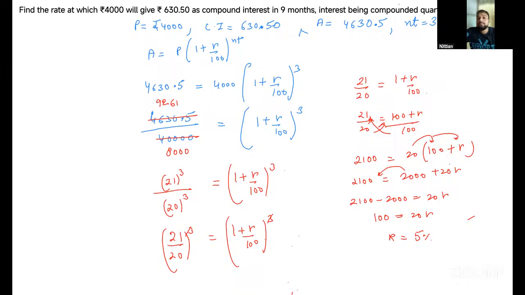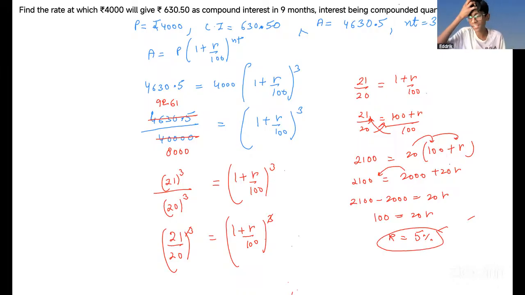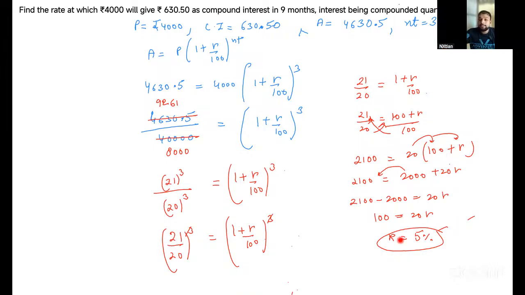Is it correct? But sir, you need to find the rate per annum. Yeah, this is 5% per quarter. It's not per annum. Whenever you find the answer of rate, you have to find per annum. Now this is per quarter, so we have to multiply it by 4. So rate is equal to 20% per annum. Did you understand, guys? Yes or no?